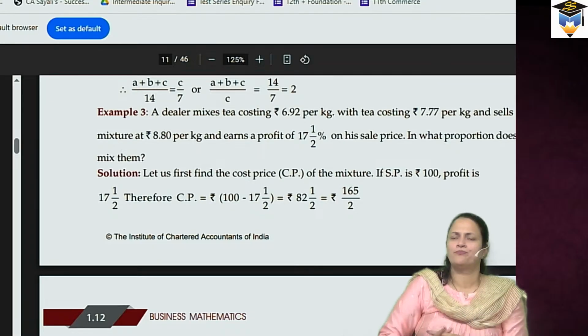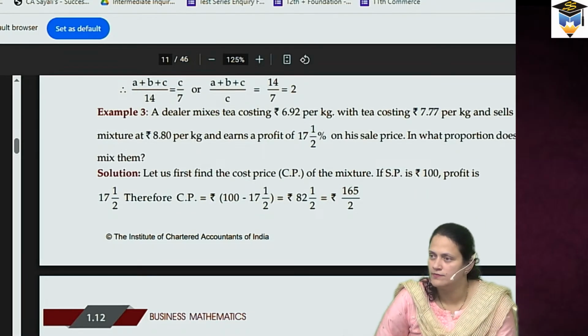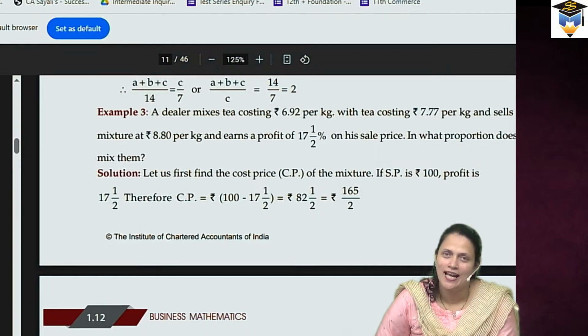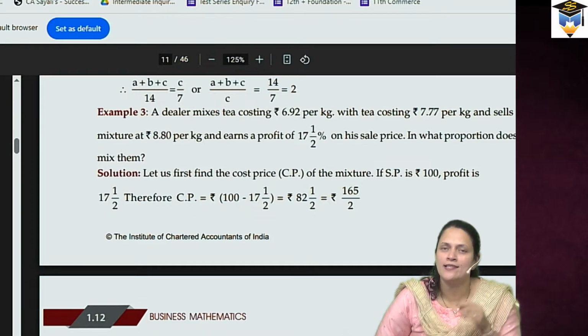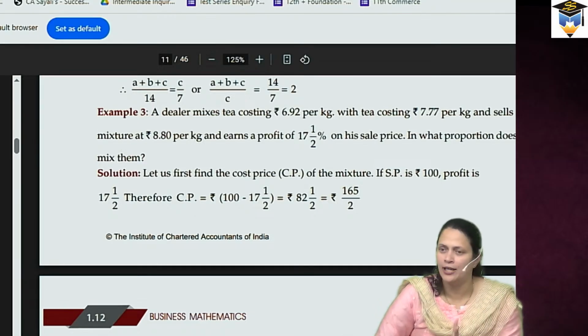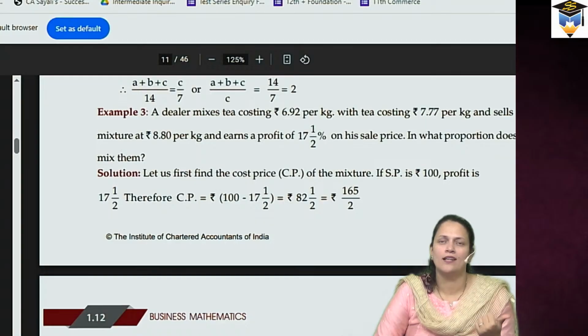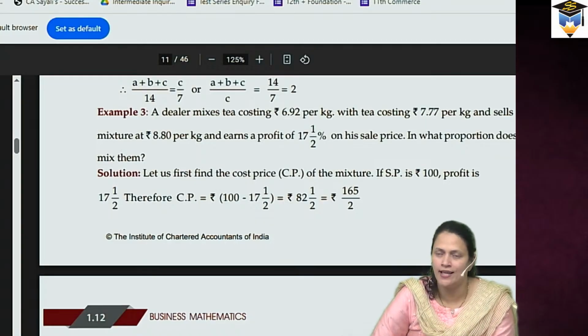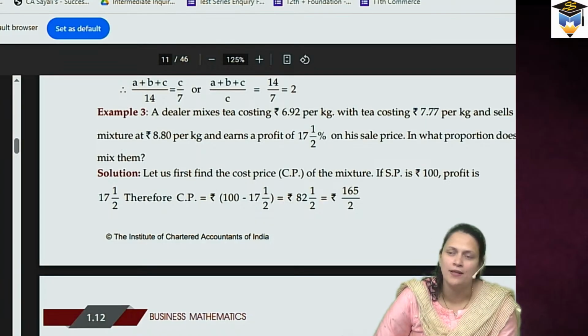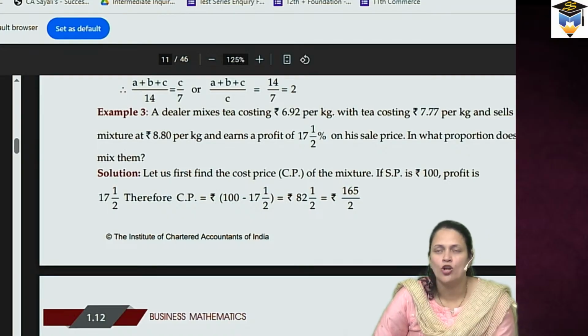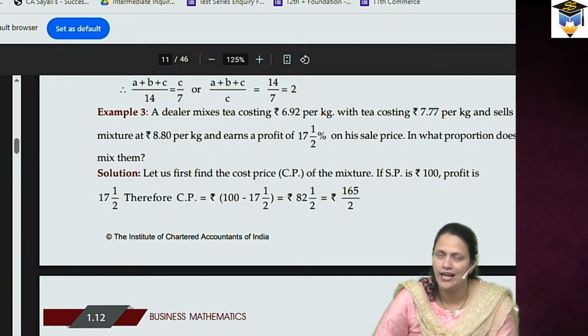All of you know what is SP, selling price, CP, cost price, and when do we get profit? Correct. So when selling price is greater, that time we get profit. So if SP is greater than CP, profit is there. If SP is less than CP, loss. So the formula for loss is CP minus SP. Correct? And for profit, it is SP minus CP.